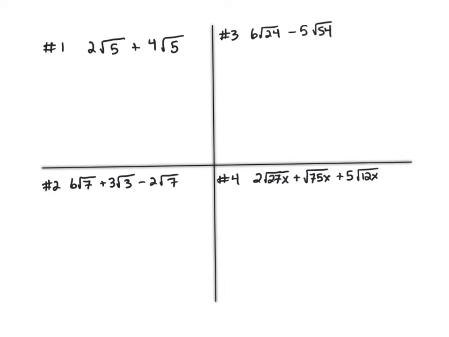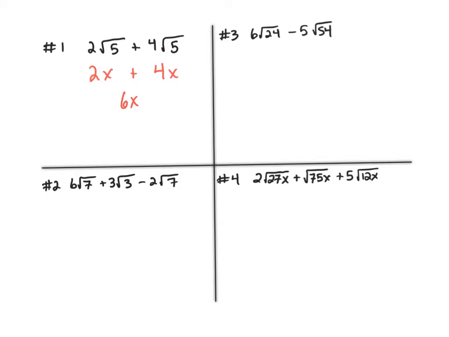All right, good morning. So today we're going to take a look at adding and subtracting radical expressions. For number one, I have 2 square roots of 5 plus 4 square roots of 5. Let's change this problem for a second and look at it a different way. Let's pretend for a minute we have 2x plus 4x. That would give me 6x. So when we add these two radical expressions, it's going to work mainly the same way.